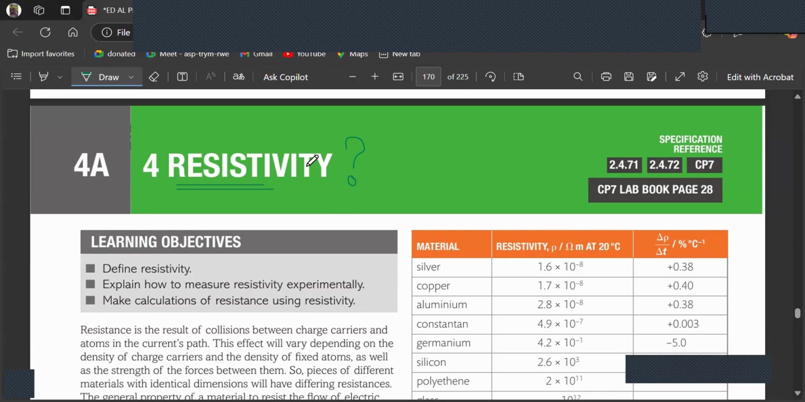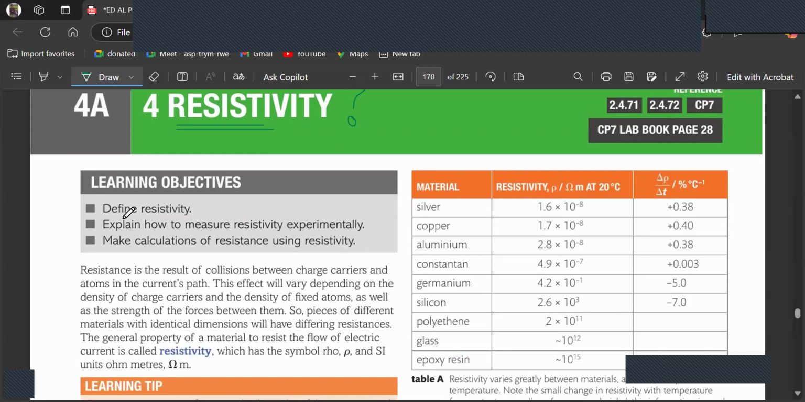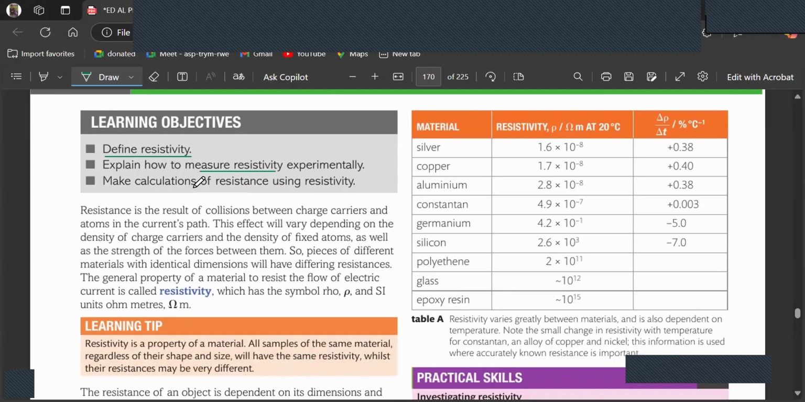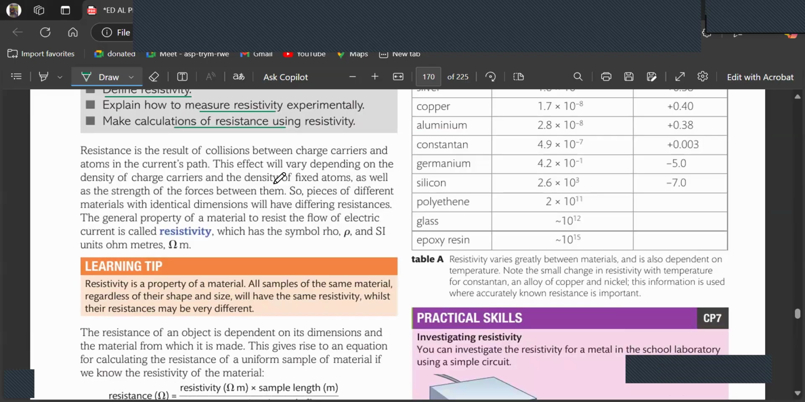What is meant by resistivity? Resistivity is the result of collision between charge. Good, good. So we are going to define resistivity, how to measure resistivity, and how to make calculations of resistance using resistivity as well. Resistance is what?